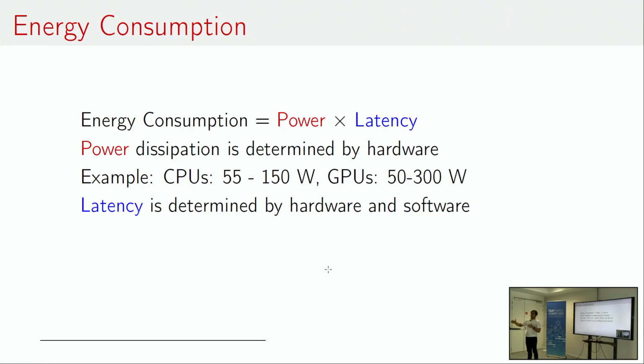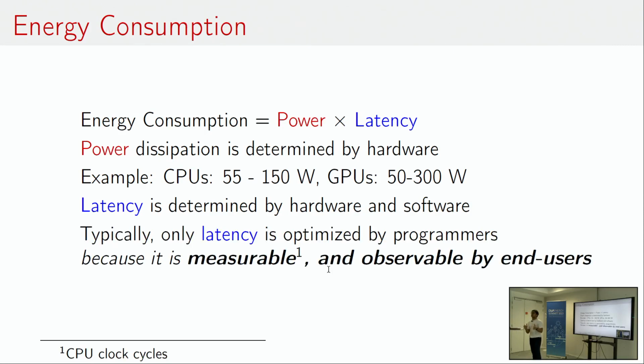The second component in this equation is the latency. And that is determined both by the hardware and the software. What do we mean by hardware and software? If you run an application on, let's say, a cutting-edge server-class CPU, it would have a lower latency as compared to an edge device.